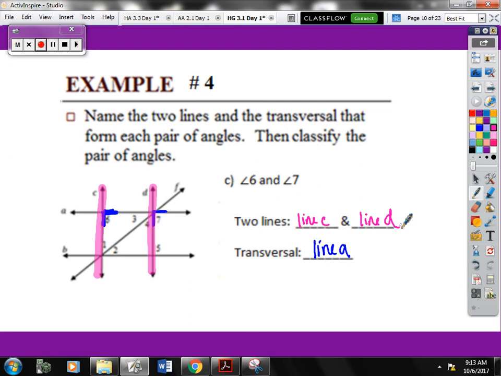Now, classifying them. First, I would look and see, are they both inside? Are they both outside, or is one inside and one outside of my lines? Looking at the pink lines I traced, one is inside the two lines and one is outside. So that means it can't be exterior or interior. That eliminates everything except corresponding. But also look at the location, depending on if you turn your paper or not. They are in the same exact location. So these are corresponding angles.